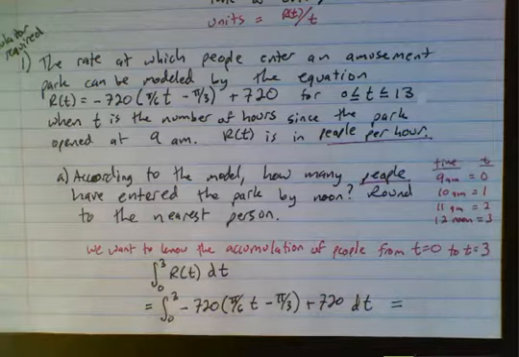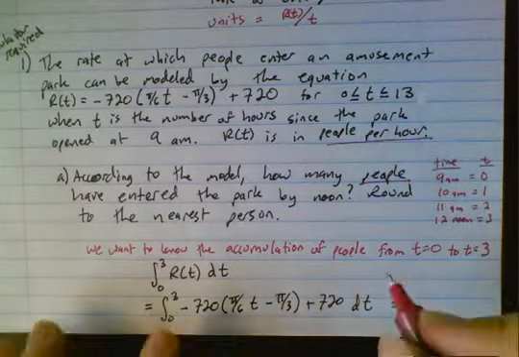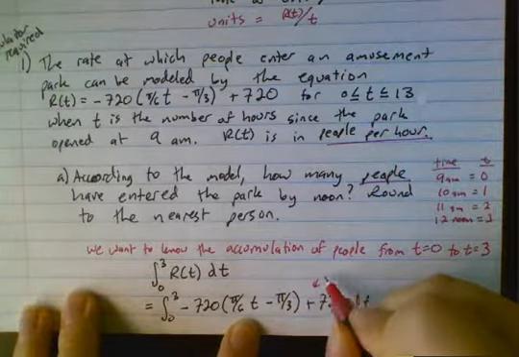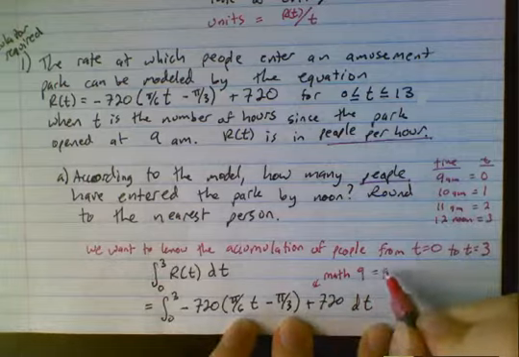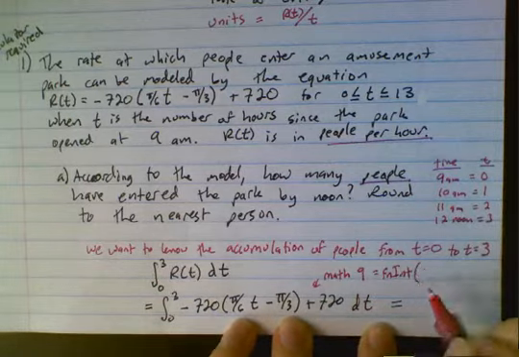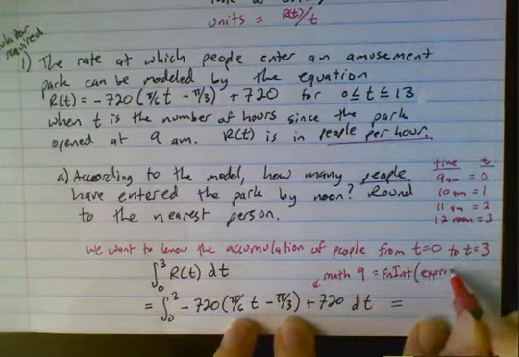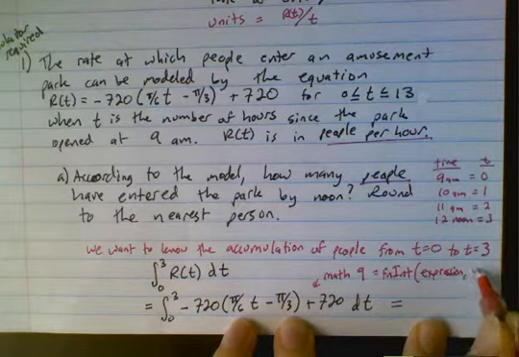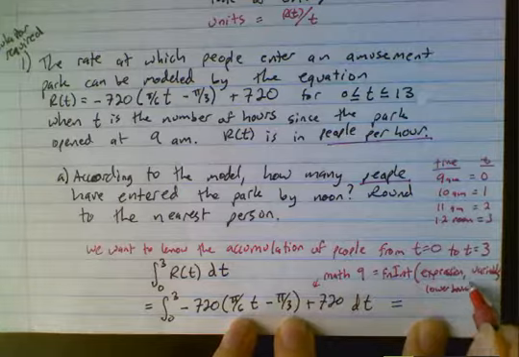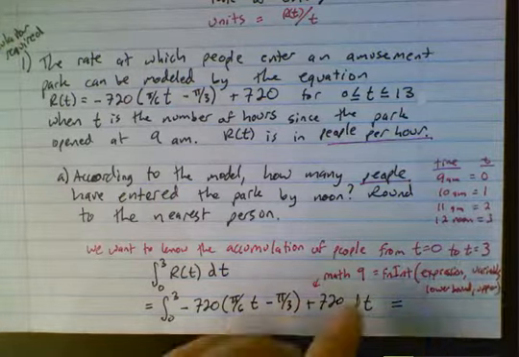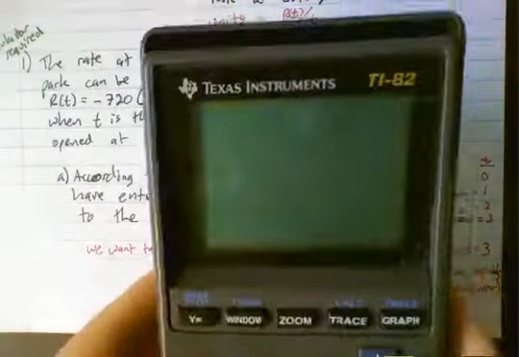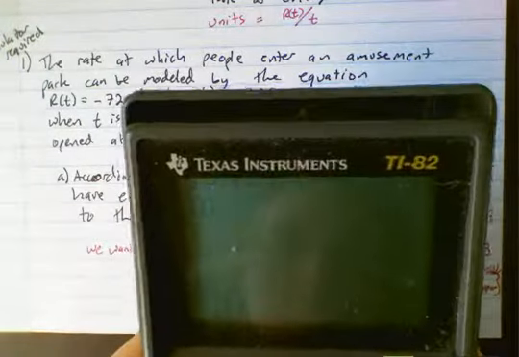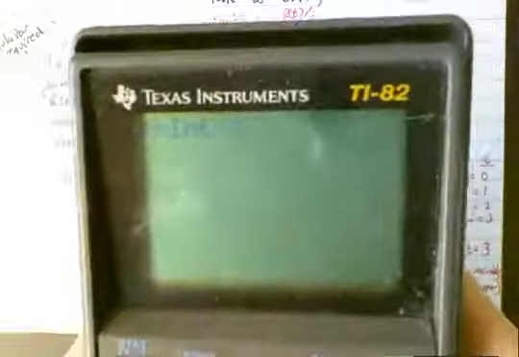Now the nice thing about this is that we can just pop it in our calculators. So this is going to be Math 9, which is finite integral: expression, variable, lower bound, upper bound. So, grab our calculators, go to Math 9, there's finite integral right there.